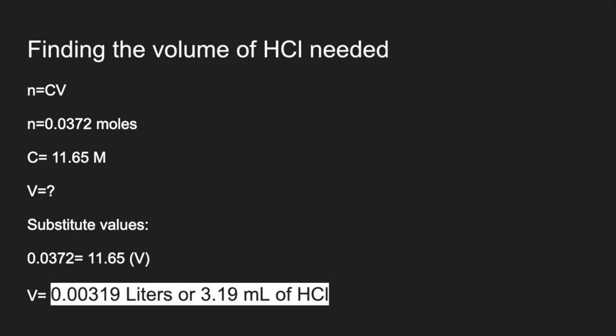It is given that we have 0.0372 moles of hydrochloric acid, and the concentration that is given is 11.65 molar of hydrochloric acid, and we have to find the volume of HCl needed. To do that, we simply substitute the two values of n and C into the formula. And after you have divided 0.0372 by 11.65, it gives you 0.00319 liters of hydrochloric acid, or 3.19 milliliters of hydrochloric acid.